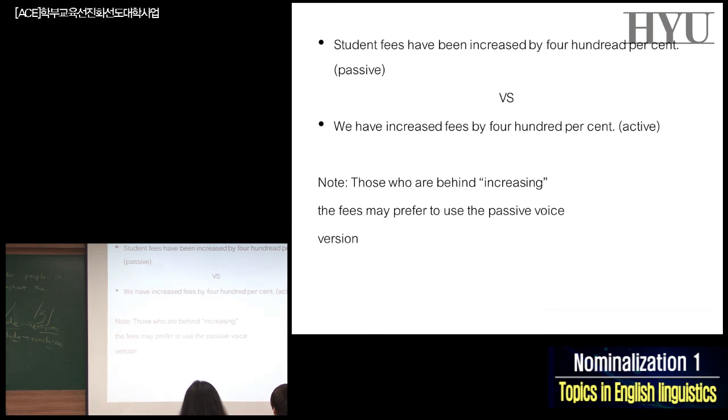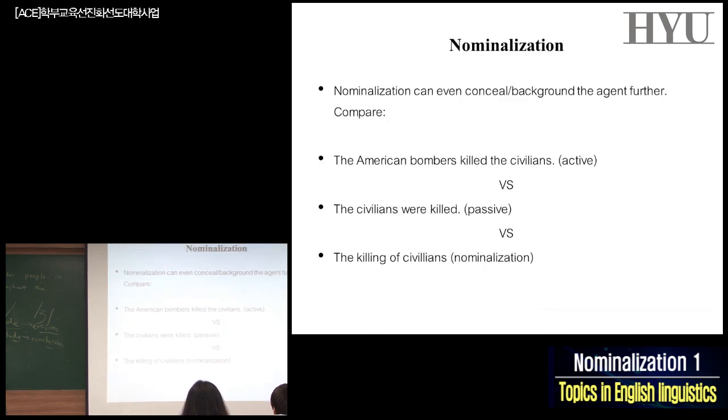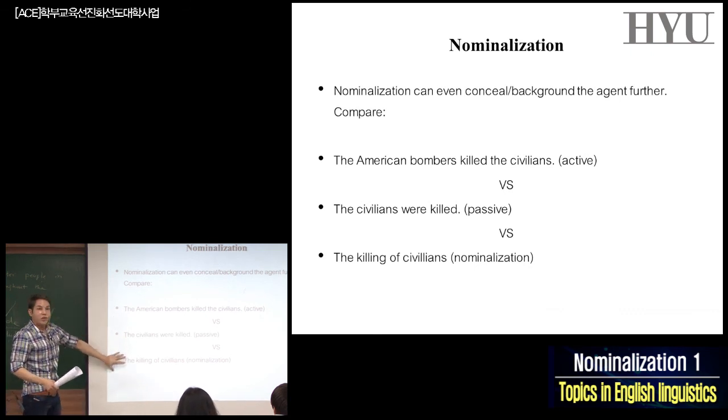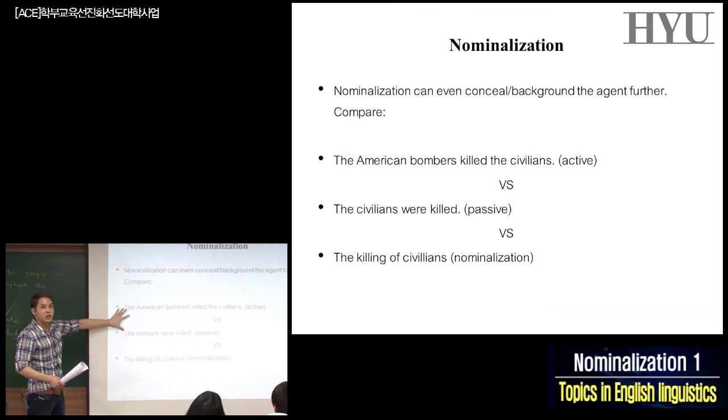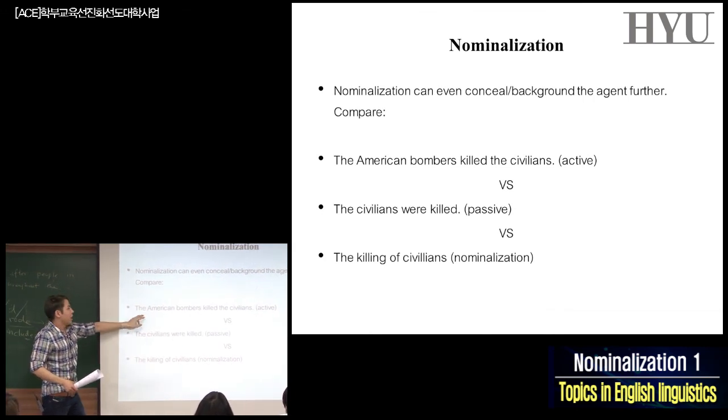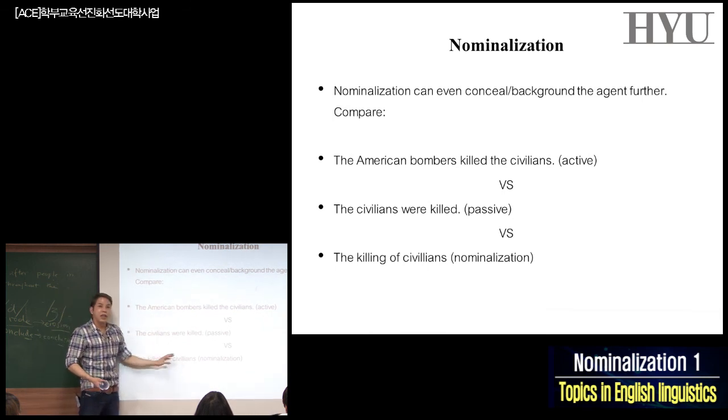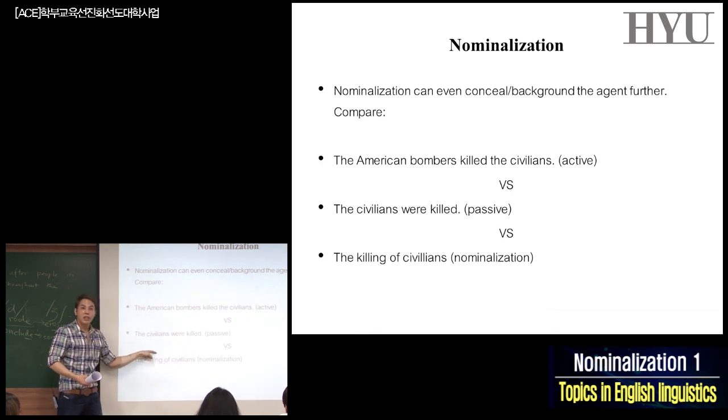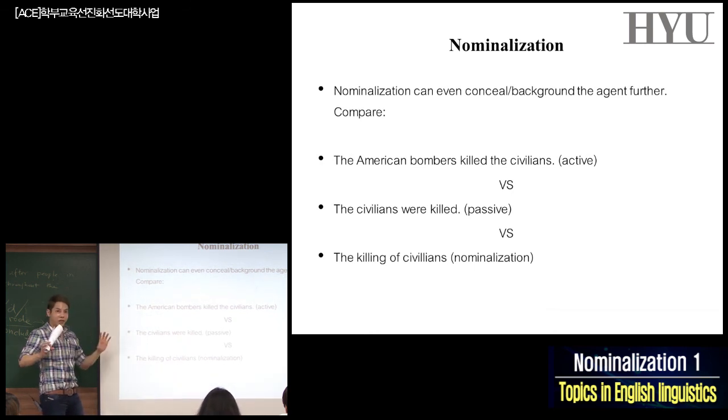But when you have the normalization, you could even further background the agent or the responsibility, right? We have three versions here. The first two versions you have already seen today, right? Material process in the passive voice. But in this one, the killing of civilians, that's from the verb, right? And you add the ing here. So it has become a noun phrase, right?